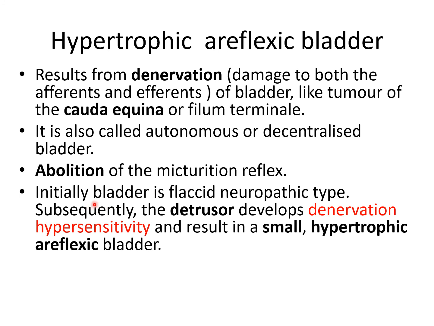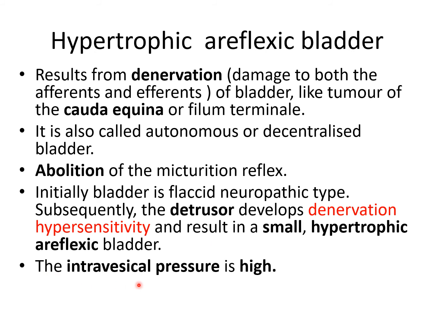What happened here? Initially the bladder is flaccid. Why? Because of the neuropathic type of affection. Subsequently, as time goes on, the detrusor develops denervation hypersensitivity. Because of denervation hypersensitivity, the muscles supplied by the motor nerve become hypertrophic, and as a result the bladder becomes small and hypertrophic, unlike the flaccid neuropathic bladder where it is distended and atonic. Here it is small and hypertrophic. Both are areflexive, whether flaccid or hypertrophic. Here the intravesical pressure is high.